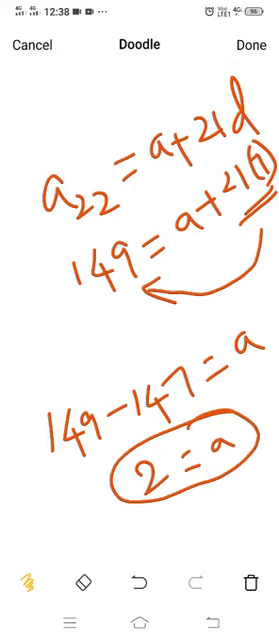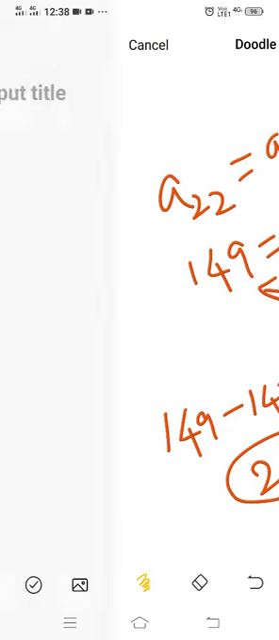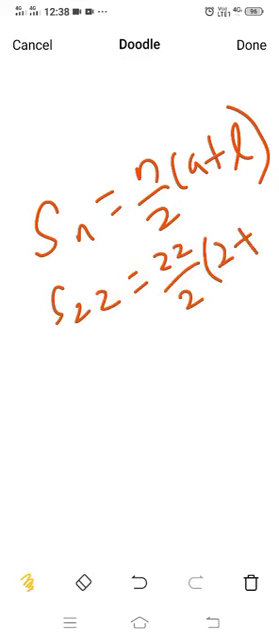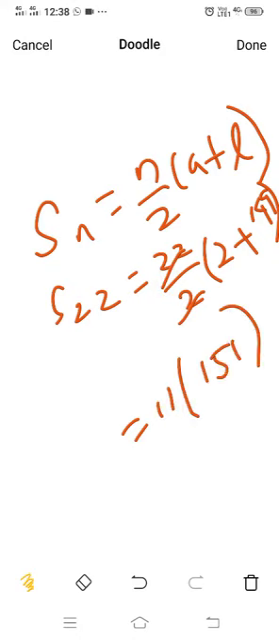Once we know a and d and n, we can apply the Sn formula. What is the Sn formula? Sn is equal to n by 2 into (a plus l). The n value is 22 terms, so S22 we have to find. So 22 by 2 into (a value, just now we got 2, and the last term, the 22nd term, is given as 149). Here when we cancel, you will get 11, and 2 plus 149 is 151, which gives 1661. In this manner you have to solve this.